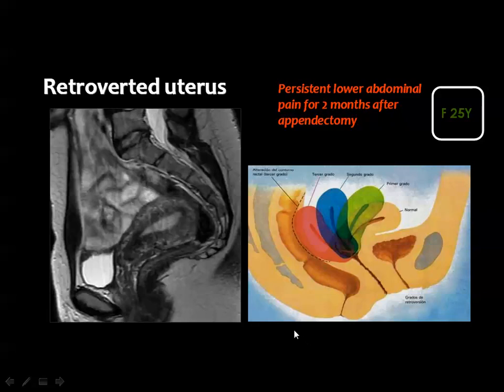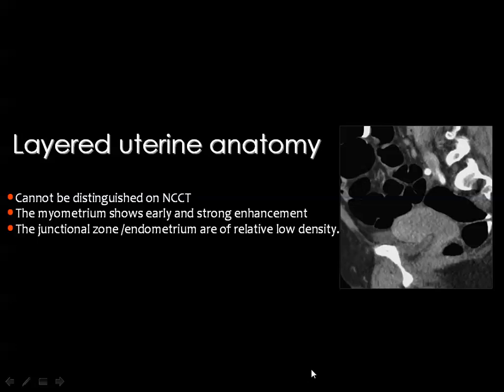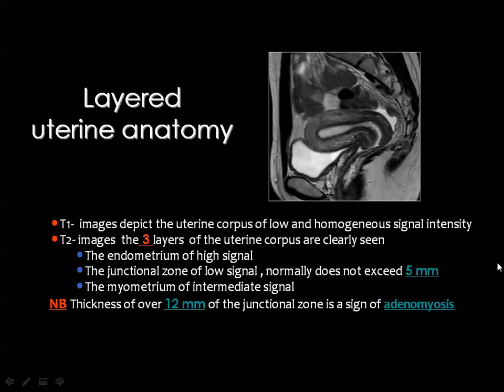Actually, the position of the uterus is not of much interest, but many times you can see the uterus which is retroverted, like this one, and there are some degrees of retroversion, as you know. By CT, you cannot identify the zonal anatomy. You see the uterus as a solid soft tissue mass at its anatomic location, but by MRI you can see this.